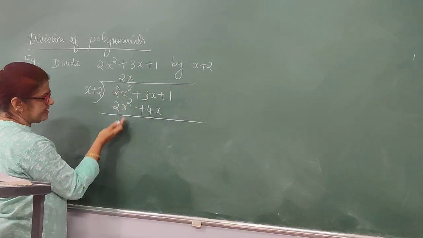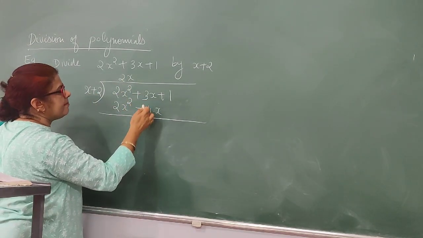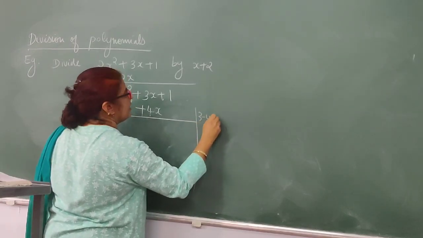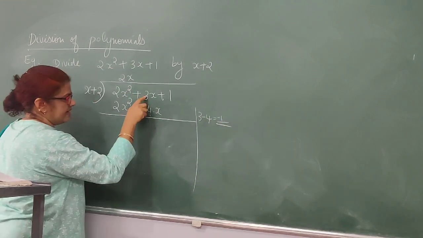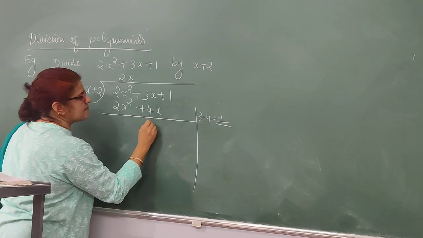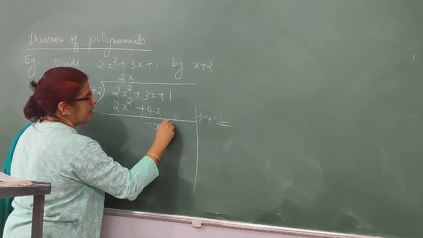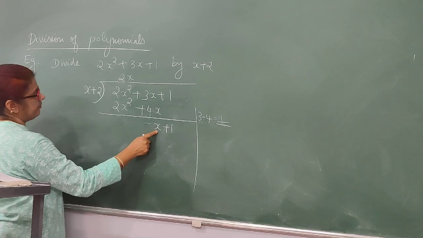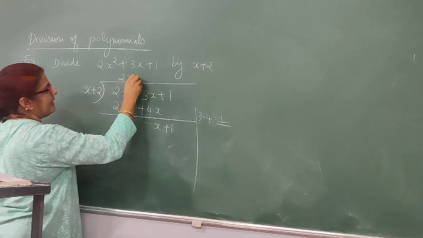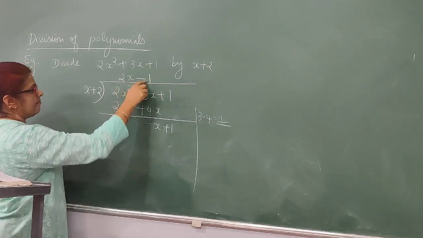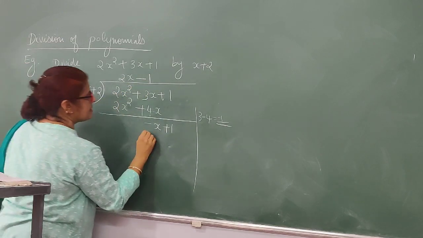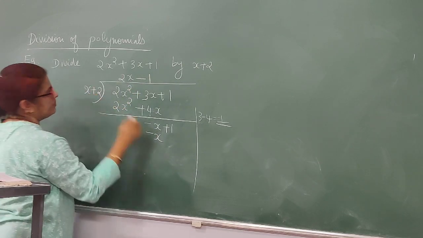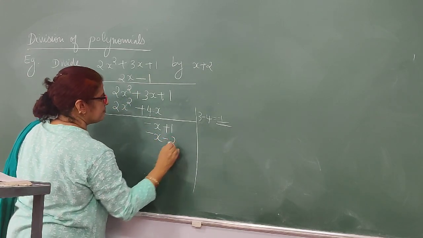Then subtract. Here it becomes 0. Then 3 minus 4 is minus 1, so here we get minus 1x. We just write minus x. Minus x plus 1. Then divide. Minus x divided by x is minus 1. Minus 1 into x is minus x. Then minus 1 into plus 2 is minus 2.